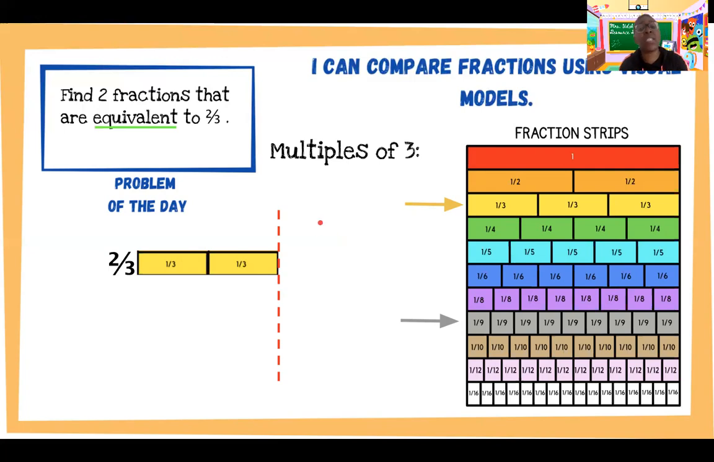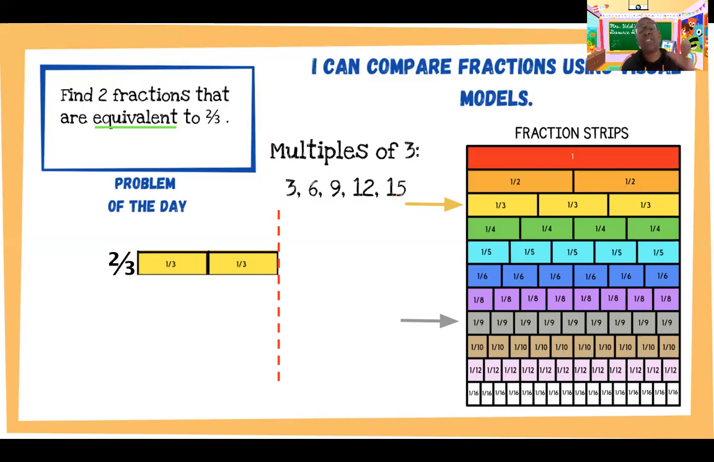So let's look at those multiples of 3. Do you know what they are? Well, can you count by threes? Let's do that together. 3, 6, 9, 12, 15. Exactly, you get the idea. Well, we're only looking for two fractions that are equivalent to 2/3, so we only need the next two multiples. So let's take a look at this list. 3, 6, 9, 12, 15. And this will give us plenty to work with.